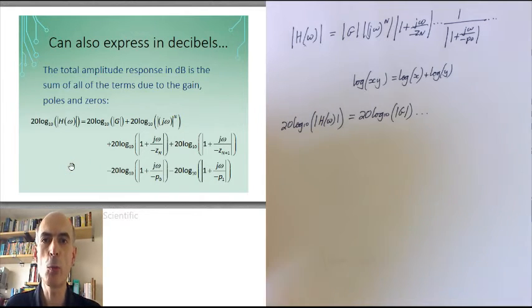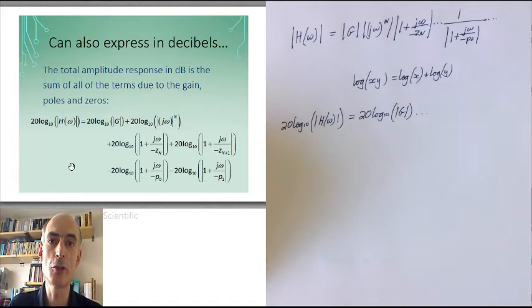And if we can work out what the effect of one zero and the effect of one pole are going to be, then all we have to do is add up these effects, and we will end up with the amplitude response. And that's exactly what we're going to be doing in the next videos.